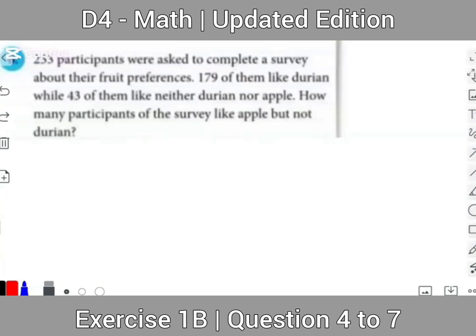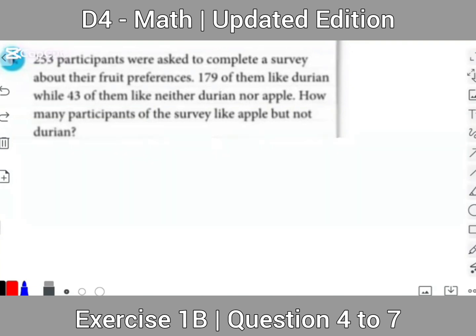So first we will read the statement of the problem. Here we have 253 participants who were asked to complete a survey about their fruit preferences. 179 of them like durian, while 43 of them like neither durian nor apple. How many participants of the survey like apple but not durian?